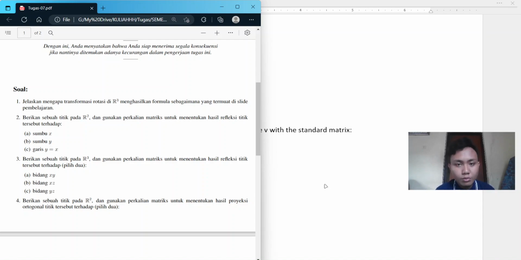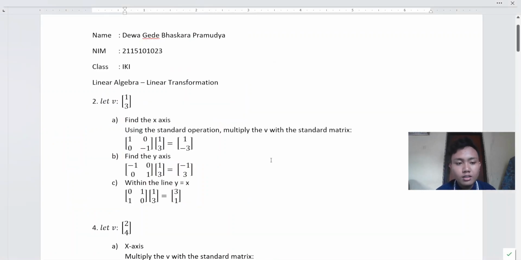So let's start with number 2. Given a point in R2, use matrix multiplication to find the reflection of the point across the x-axis, the y-axis, and the line y equals x. For example, let v equal (1, 3).